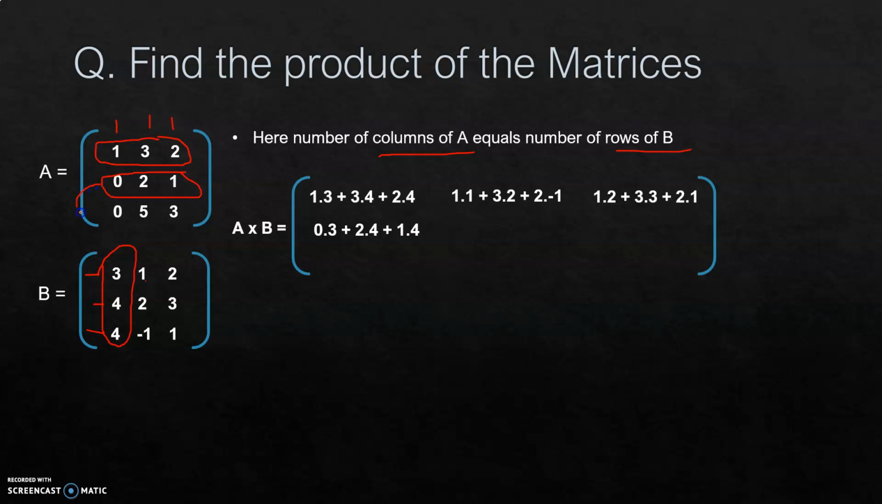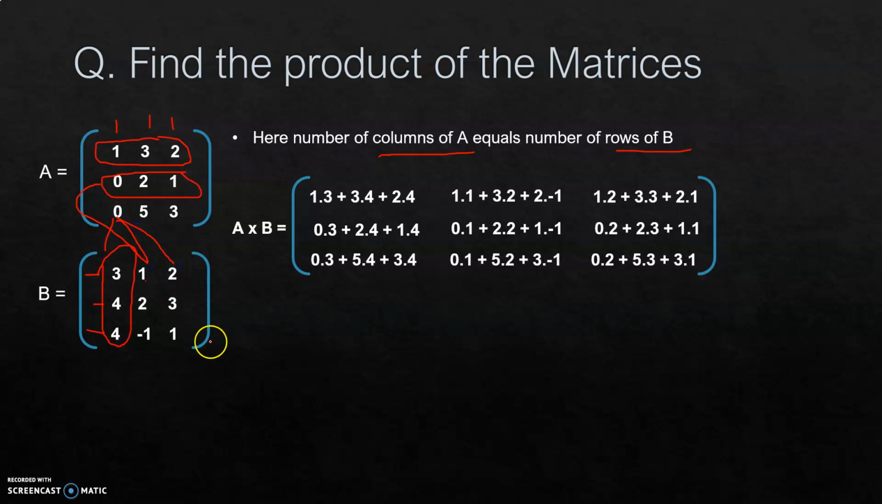Then the second row with the second column: 0 into 1 plus 2 into 2 plus 1 into minus 1. Then the second row with the third column: 0 into 2 plus 2 into 3 plus 1 into 1. Then just like that, the third row with the first column, the third row with the second column, then the third row with the third column. So this is the way to multiply matrices.